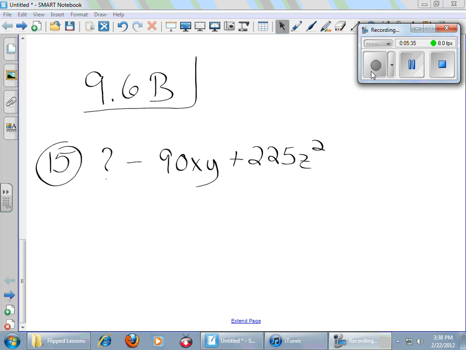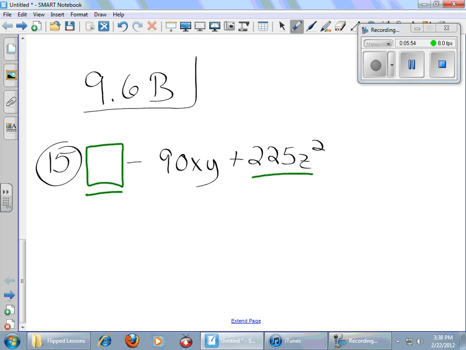All right, you have to fill in this question mark. I don't like a question mark there. I like a box or a blank. You have to fill that box in with the correct term that will make this a perfect square trinomial. Remember, for the perfect square trinomial, we need this term and this term to be perfect squares. When we take their square roots, we multiply them, double it, and we have to get this number here.